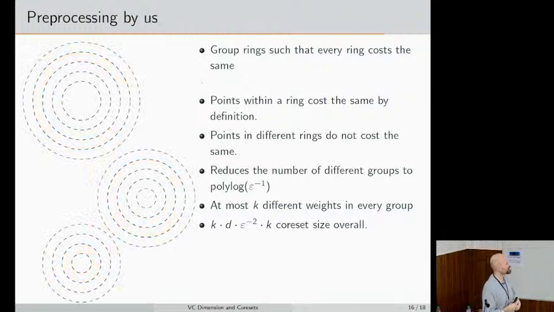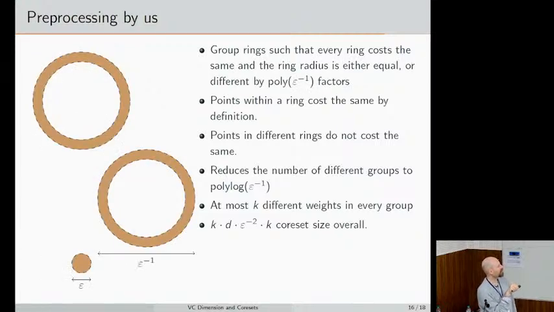Now, how do we do this? This is basically a copy of what we saw on the last slide, but I now need one additional insight, one additional step in my pre-processing in order to get rid of this final k. So I'm going to group the rings such that every ring costs the same, and the ring radius is either equal or very far apart.